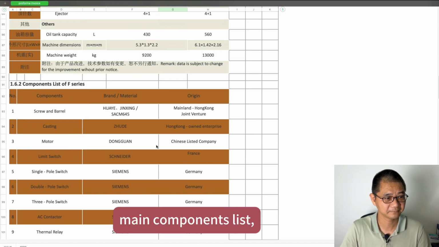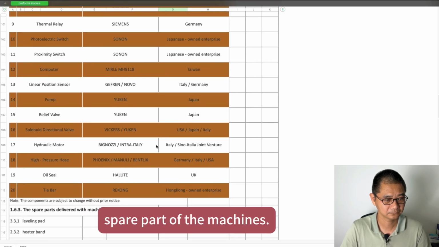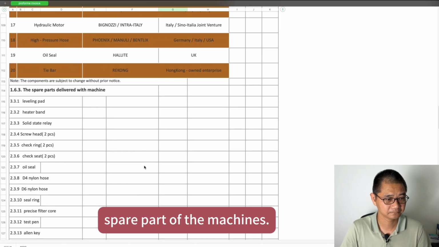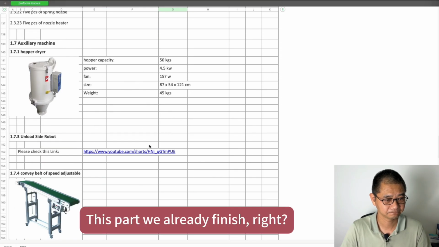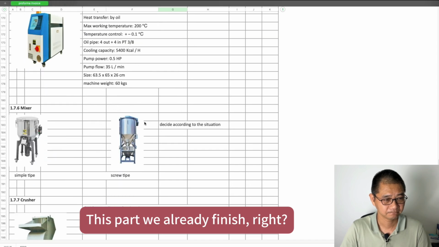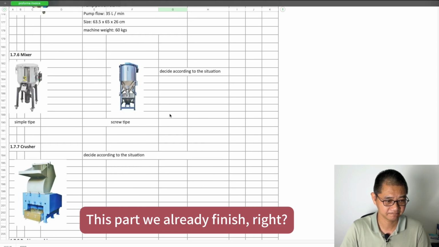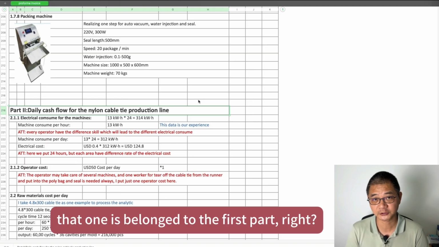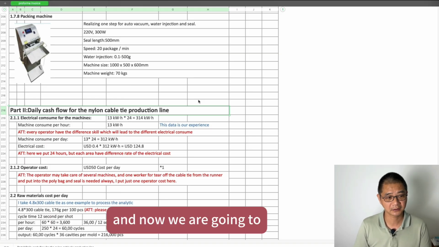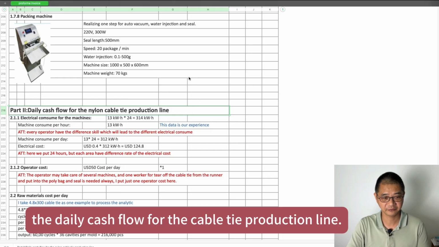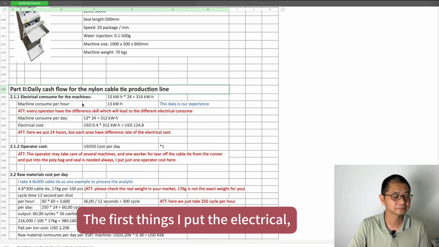Main components, spare parts of the machines. This part we already finished, right? That one belongs to the first part, the price list. And now we are going to the daily cash flow for the cable tie production line.